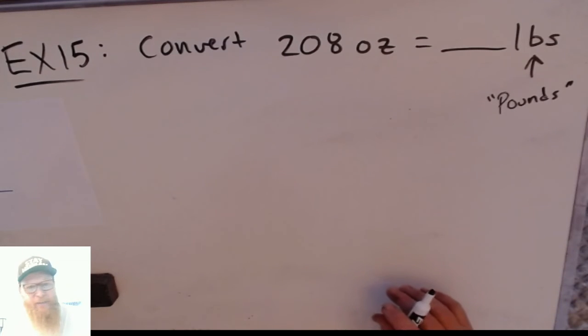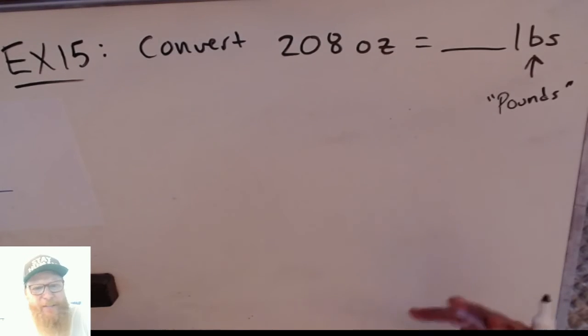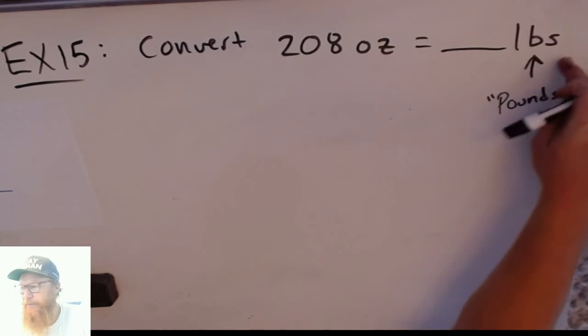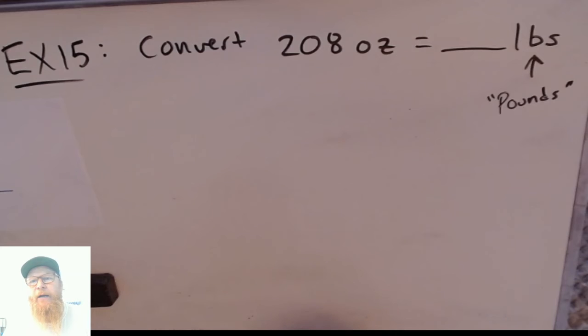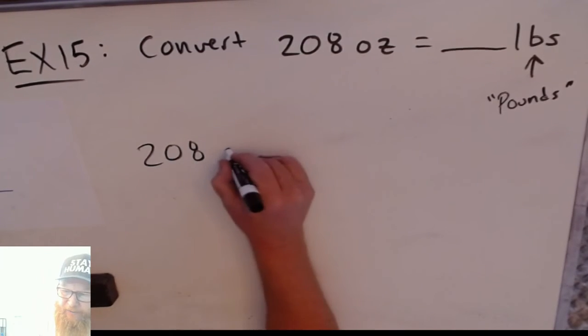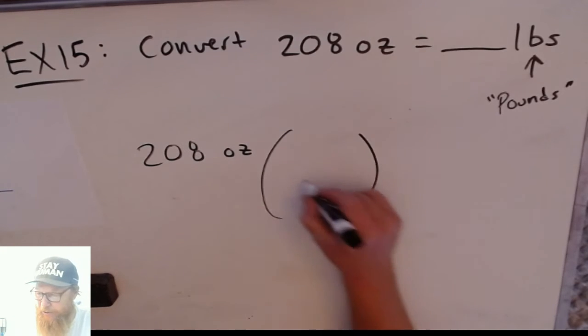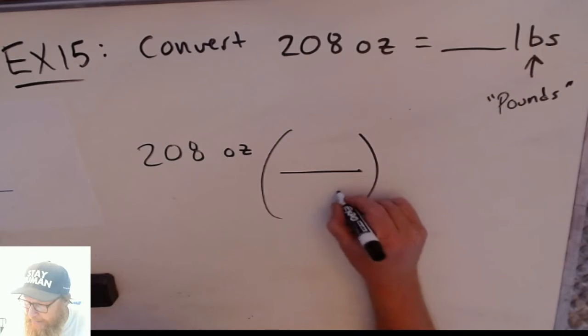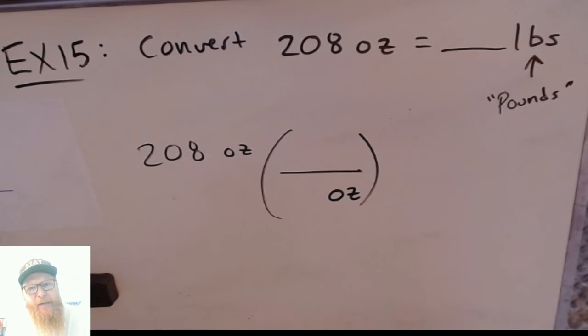Okay. I guess Libra would be book, right? So don't go to the deli and ask for 5 Libros. They'll give you $5. You know, it's 5 pounds. All right, so 208 ounces into pounds. So 208 ounces. You know you're trying to get rid of the ounces. So whatever you're trying to get rid of, that goes on the denominator every time.